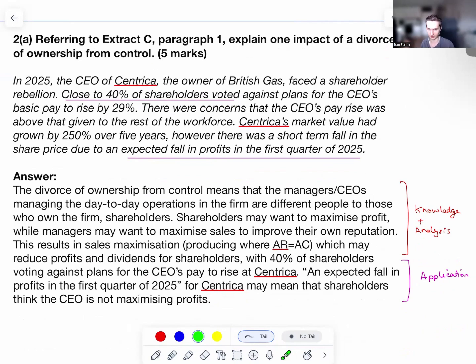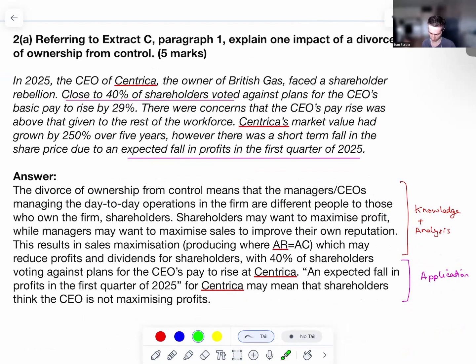Okay, so 5 mark, let's get our knowledge and analysis marks. Divorce of ownership from control means managers and CEOs are managing the day-to-day operations, and they're different people from those who own the firm, the shareholders. Shareholders may want to maximize profit, while managers may want to maximize sales to improve their own reputation. And this results in sales maximization, which may reduce profits and dividends for shareholders. Okay, that's our knowledge and analysis.